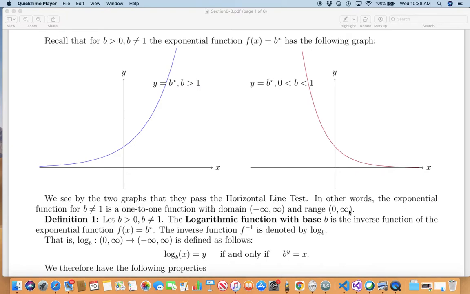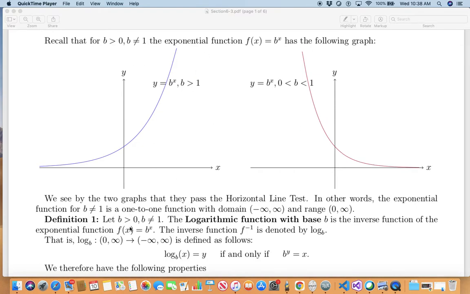All right. The exponential function for base not equal to 1 is a one-to-one function with domain negative infinity to infinity, range 0 to infinity. Domain negative infinity to infinity: for every x, you have the graph above it, right? Whereas the range, the entire values are on the top half of the plane. So range is 0 to infinity. So the exponential function for positive base not 1 is a one-to-one function.